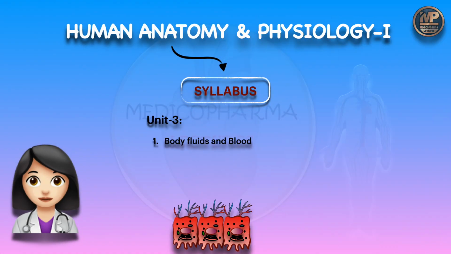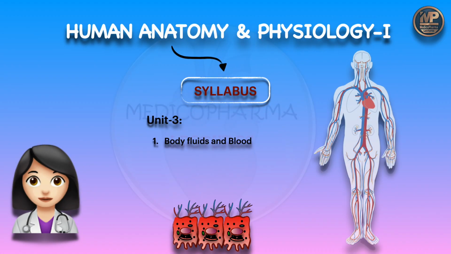Unit 3, Chapter 1, Body Fluids and Blood. So here we will discuss blood, its composition and function. We will also study different types of blood vessels.